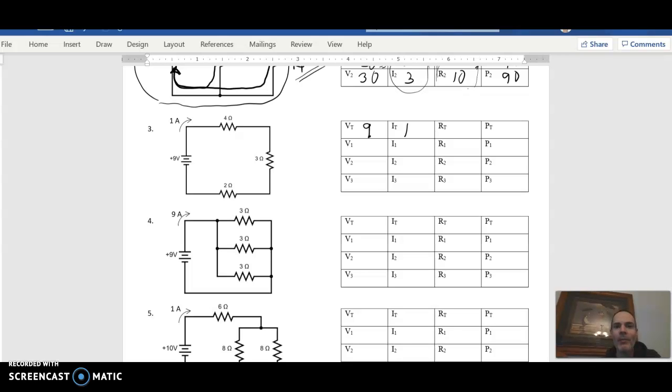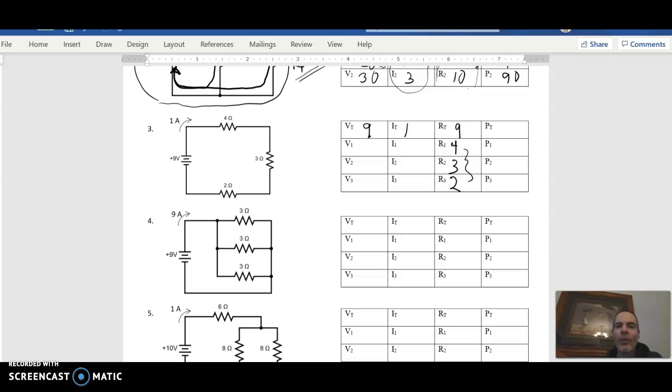It started with 1 amp current. I don't know the total resistance yet, but I know the first one is 4, 3, and then a 2. Now to find this total resistance, these would just get added together. 4 plus 3 plus 2. That would give me 9.